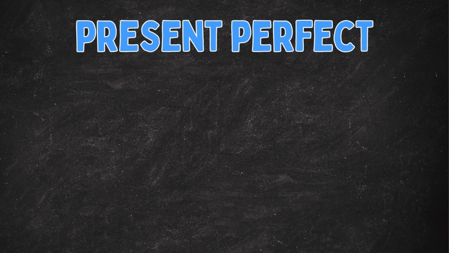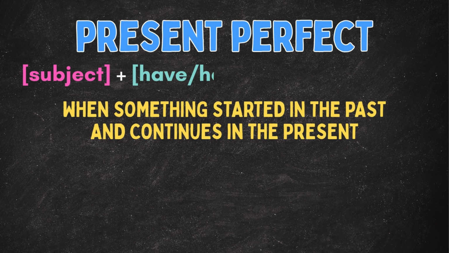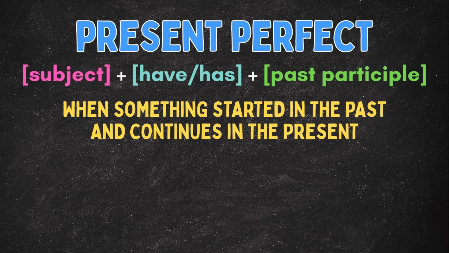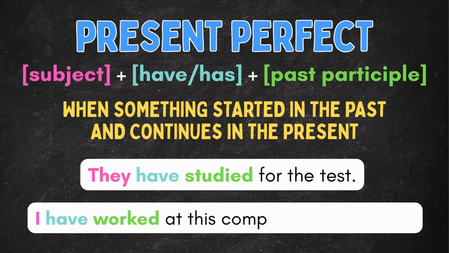Present perfect. We use the present perfect when something started in the past and continues in the present. The sentence structure is subject plus have or has plus past participle. For example, they have studied for the test. I have worked at this company for 2 years.